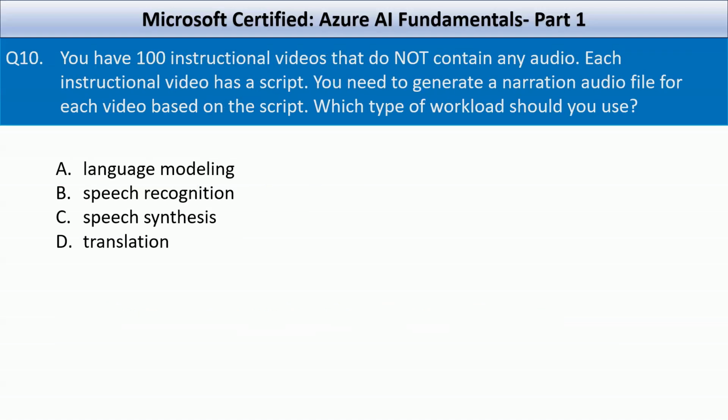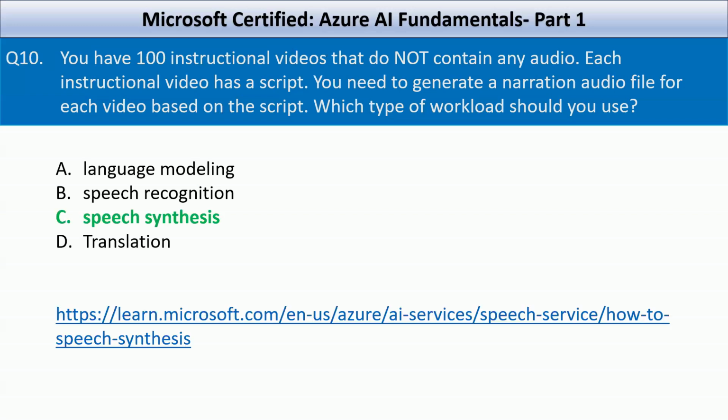Next question. You have 100 instructional videos that do not contain any audio. Each instructional video has a script. You need to generate a narration audio file for each video based on the script. Which type of workload should you use? Your options are language modeling, speech recognition, speech synthesis, translation. Folks, the correct workload to use in this case is speech synthesis. Speech synthesis involves generating audio from text, which is exactly what we need to do here. Take the script of each video and generate an audio narration.